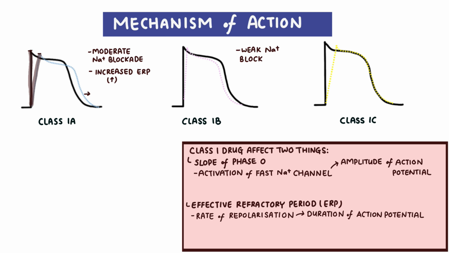Class 1B drugs are weak sodium channel blockers. The effect on the slope of phase 0 is mild. Unlike Class 1A, they decrease the effective refractory period.